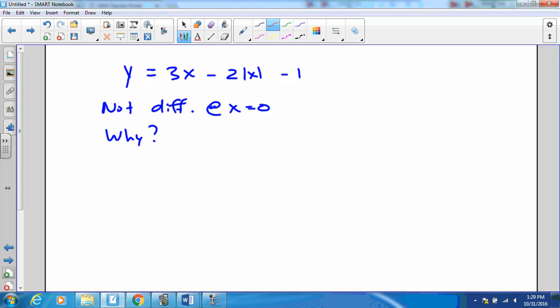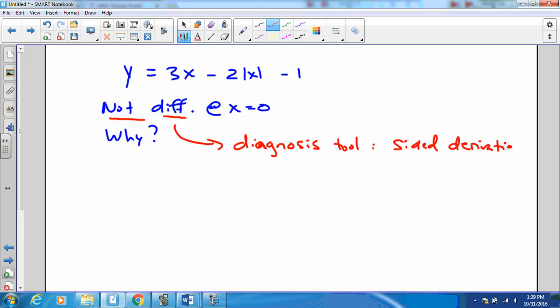If I'm going to diagnose points of non-differentiability, the diagnosis tool is going to be my cited derivatives. A graph is a good supplementary tool to get an idea of what the answer should be, but a graph is not going to be enough to justify any conclusions that you have about this point.